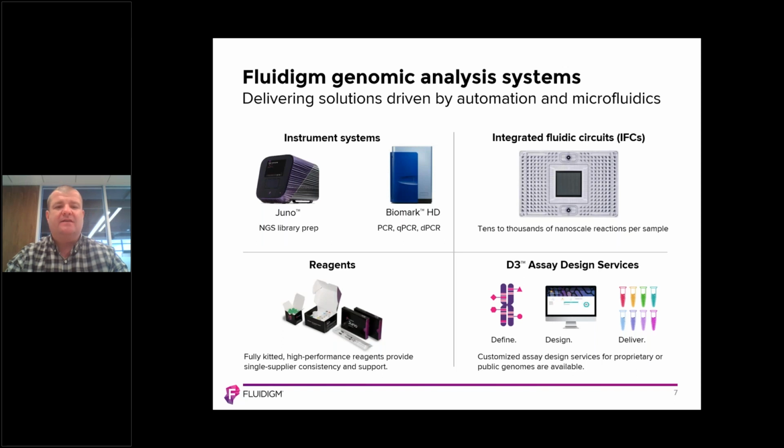Once that's complete, it then goes on to the Biomark HD platform. The Biomark HD platform is the platform that performs the real-time PCR application that we're going to talk about today. Both the Juno and the Biomark HD platform utilize our 192.24 integrated fluidic circuit shown at the right-hand side of the slide. That means per integrated fluidic circuit, you can analyze 192 samples across all 24 assays.